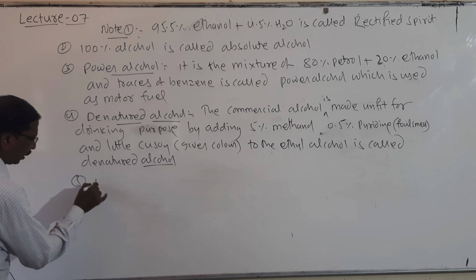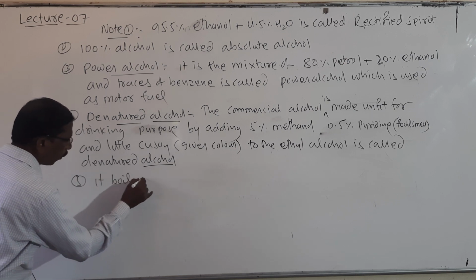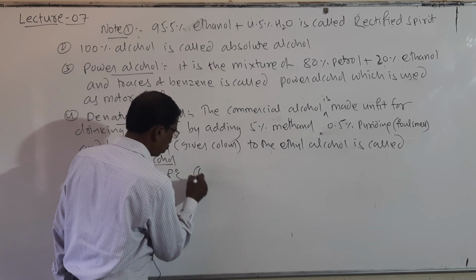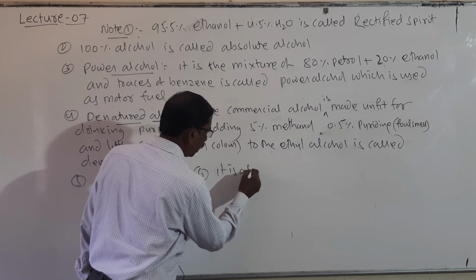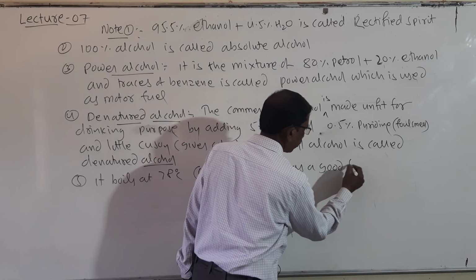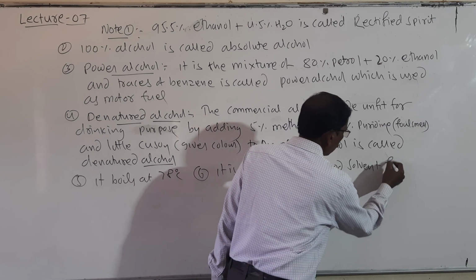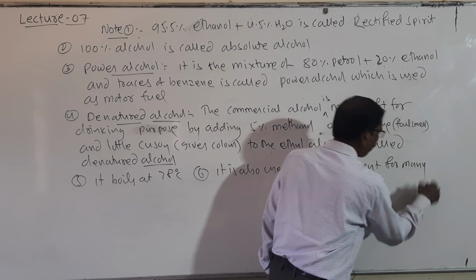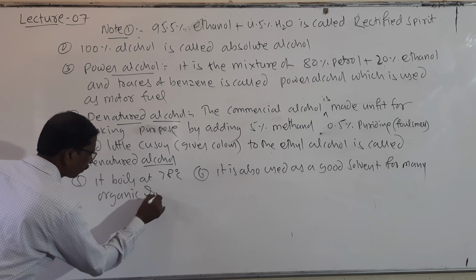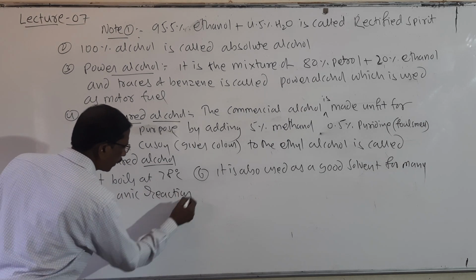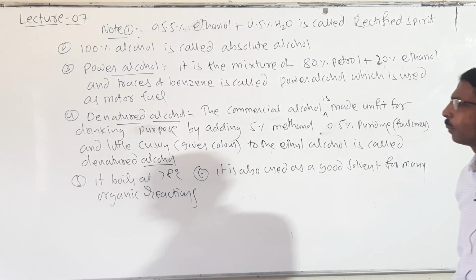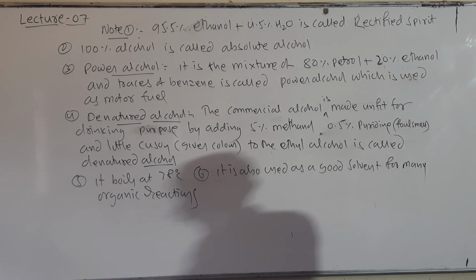Then fifth one, it boils at 78 degrees centigrade. Sixth one, it is also used as a good solvent for many organic reactions. And even it is used in making paints, varnishes, etc. So students, it is about important note of alcohol.